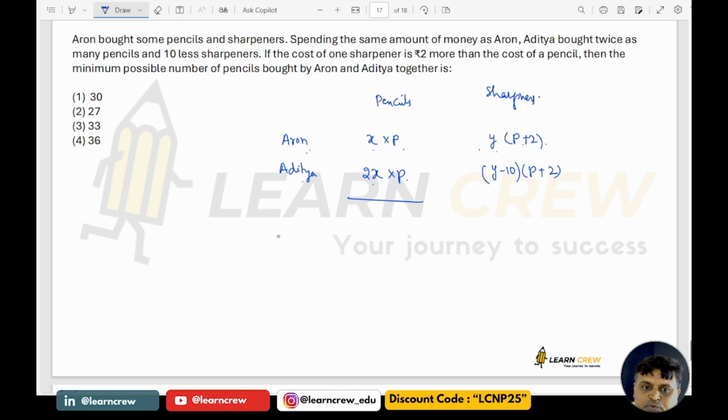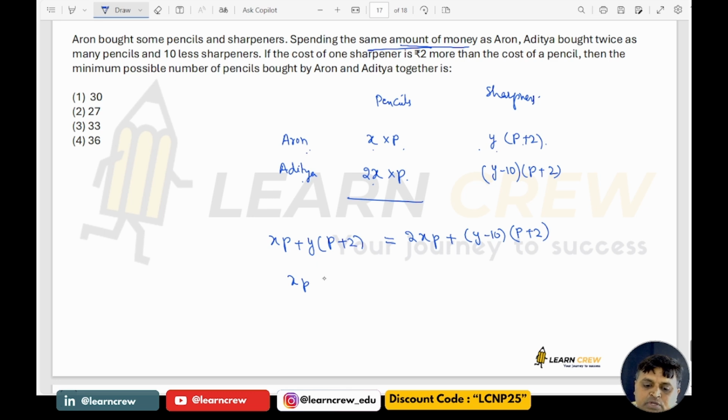Here the total cost would be XP plus Y into P plus 2, which is equal to 2XP plus Y minus 10 into P plus 2. Because it is given that they are spending the same amount of money, this amount is equal to this amount. So 2XP minus XP is equal to XP.